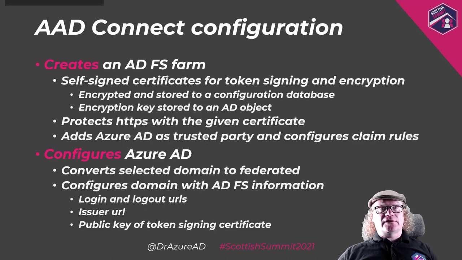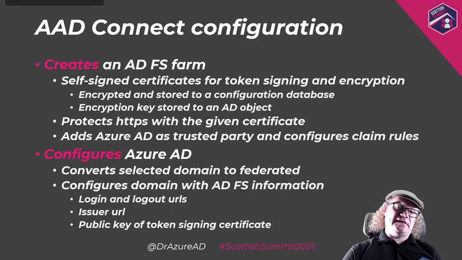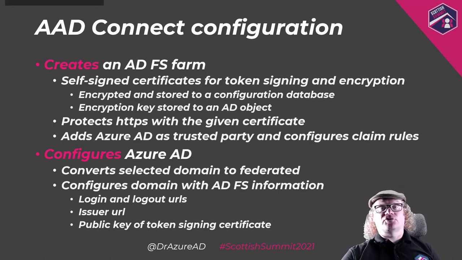So what does Azure AD Connect do when you configure this? First it creates a farm, if there isn't a farm yet, an ADFS farm. Then it creates two certificates, one for token encryption and one for token signing. The token signing is the one that is used here and the one that we are interested in. Then it also configures Azure AD so that it converts the selected domain we want to use here to federated. And while it does that, it also tells the issuer or the URL for this ADFS service, so that Azure AD can redirect the user to the correct ADFS. And it also tells that this is the certificate I'm using when I'm signing these security tokens.